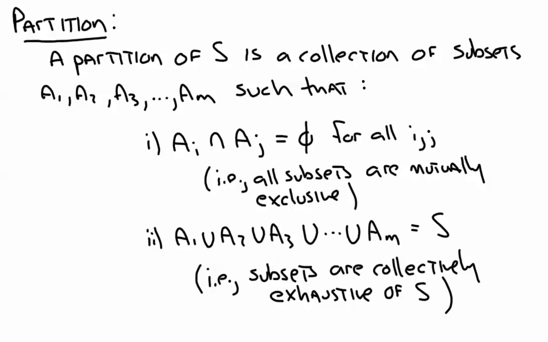The collection of subsets are carved out of my universal set or sample space in such a way as they contain all the possible elements. So a partition of a sample space or universal set is a collection of subsets that are mutually exclusive of each other and collectively exhaustive of all the possibilities in my sample space S.